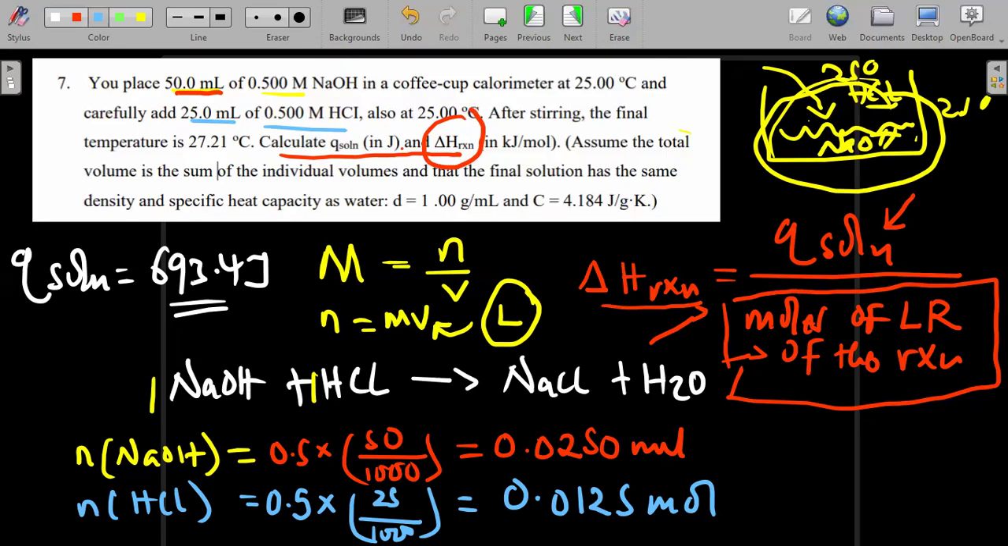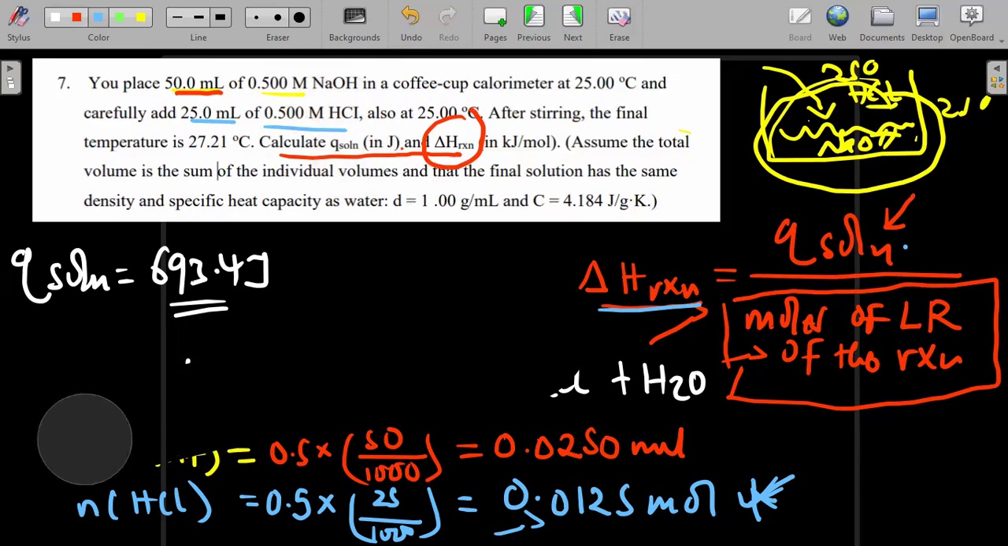Okay, so now how do we determine which one is the limiting reactant? The one with the fewer moles, or the smaller value for the moles, will be our limiting reactant. So the hydrochloric acid here becomes the limiting reactant because the mole ratio of the sodium hydroxide and the hydrochloric acid is just 1:1. So the one with the fewer moles is our limiting reactant. To find the change in the heat of a reaction, we're going to divide Q solution by the moles of the limiting reactant, and the moles of the limiting reactant will be these here, the 0.0125.